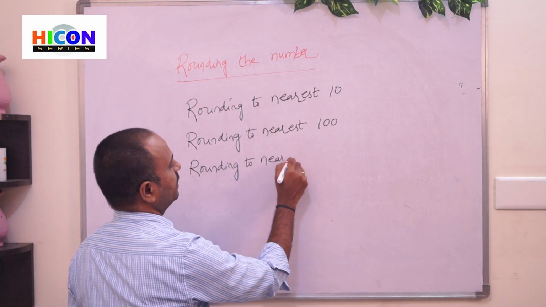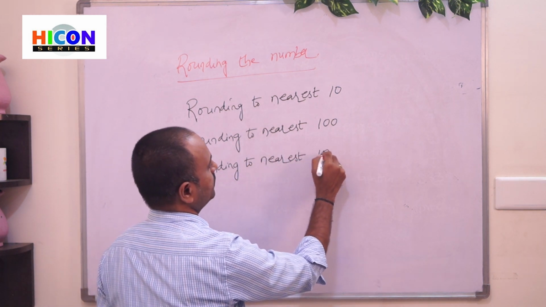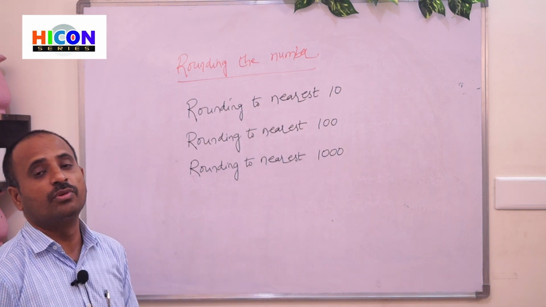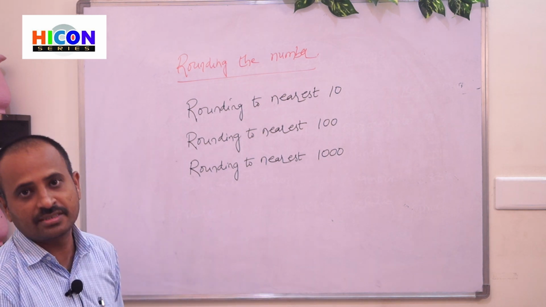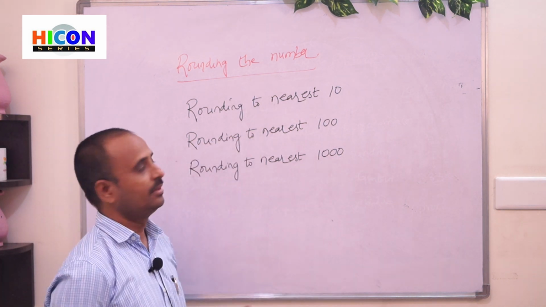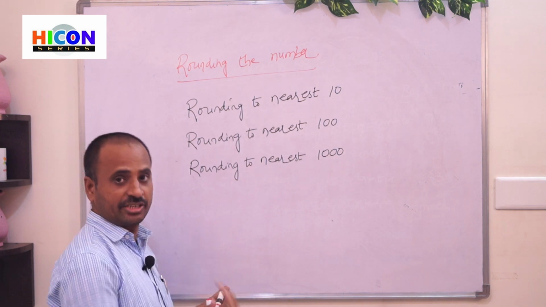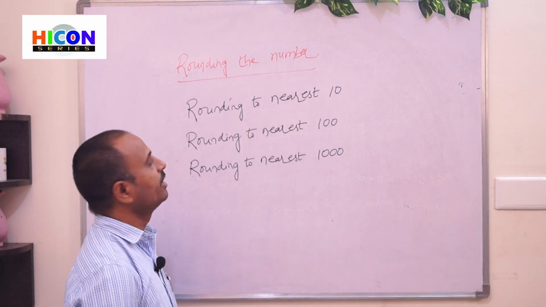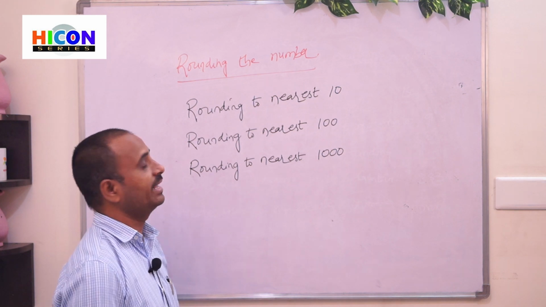Rounding to nearest 1000. So children, there are three types of rounding numbers in this chapter. First one is rounding to nearest 10. The second one is rounding to nearest 100. And the third one is rounding to nearest 1000. So how can we round the given number to nearest 10?